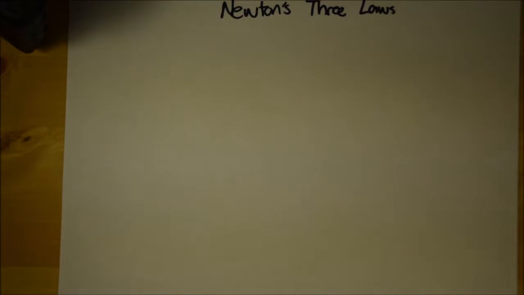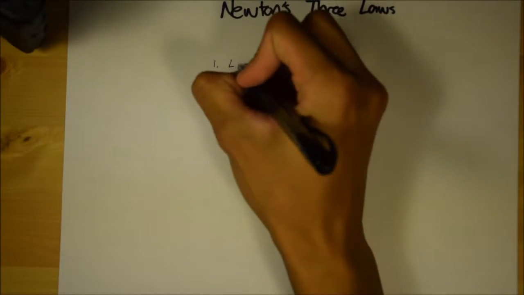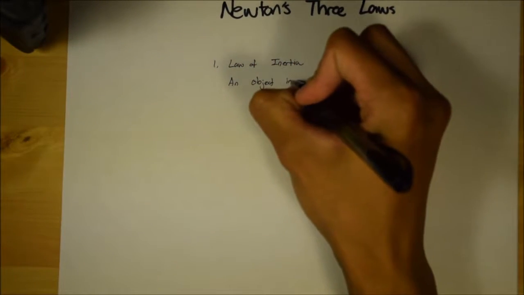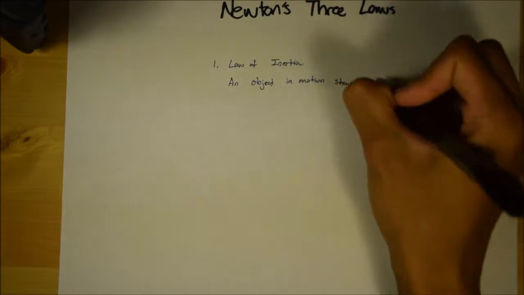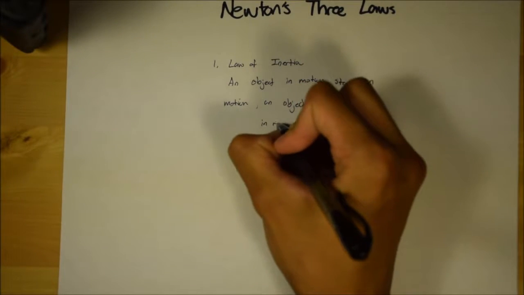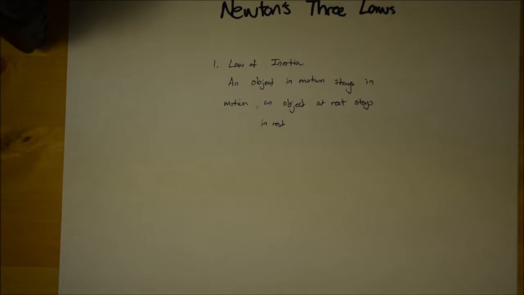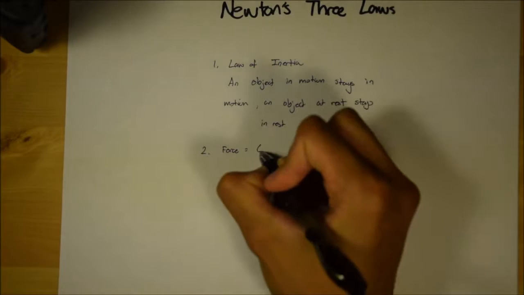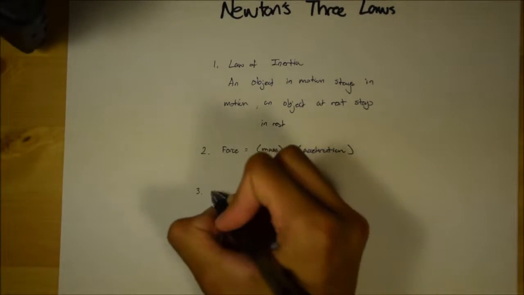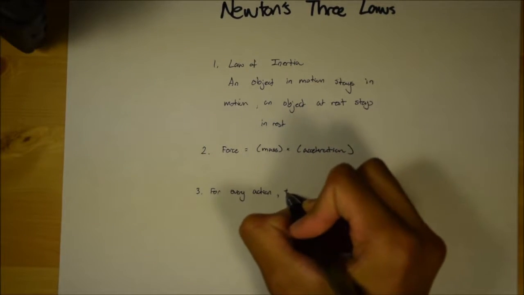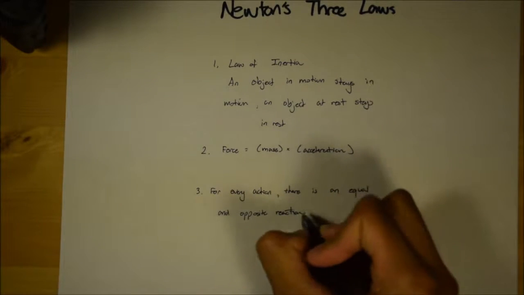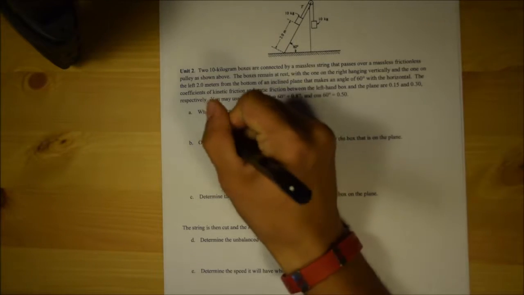So the main laws in forces are Newton's 3 laws. The first one is the law of inertia. An object in motion will stay in motion, and an object at rest will stay at rest. The second law is force equals mass times acceleration, the one that we used for kinetic or dynamic forces. And then the third one, for any action, there's an equal and opposite reaction.